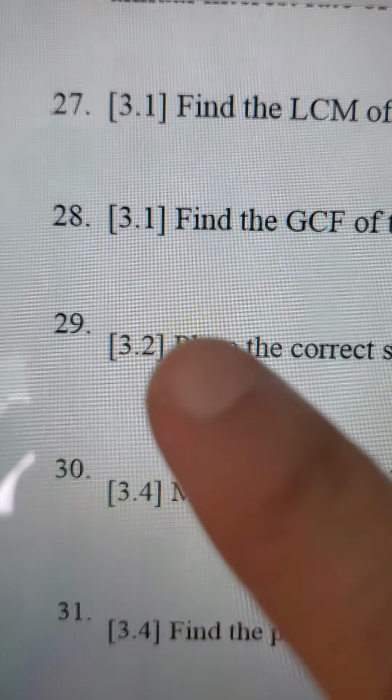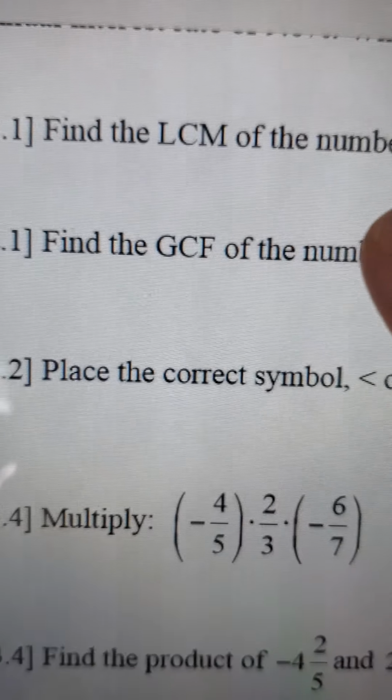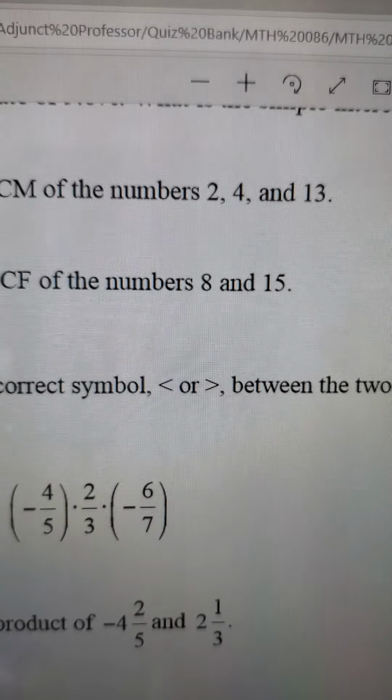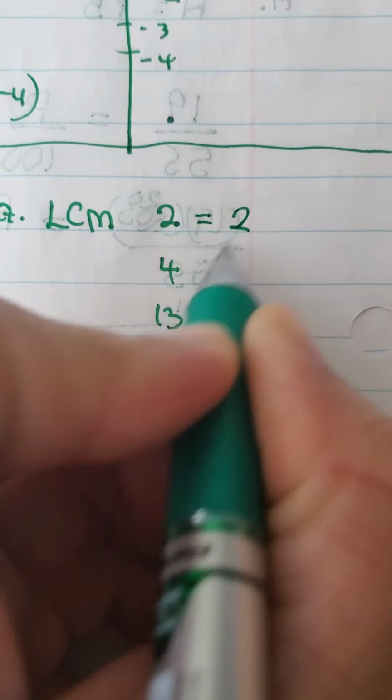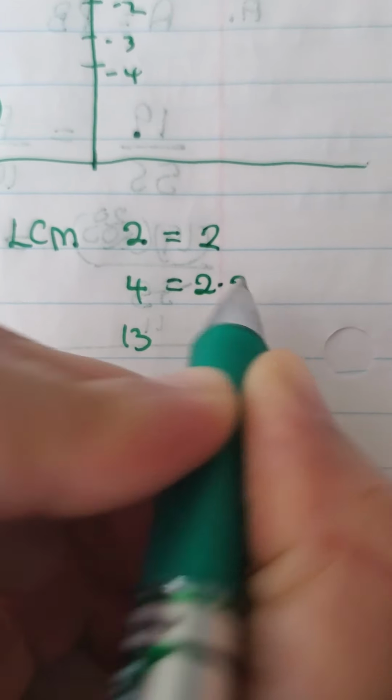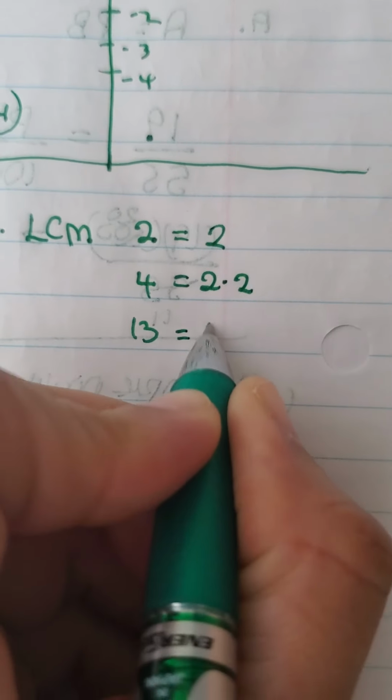All right, so the next question is taking us down memory lane. The next two questions, finding the LCM and finding GCF. We'll start with the LCM first of 2, 4, and 13. And of course, 2 is already prime. 4 is 2 factors of 2, and 13 is already prime.